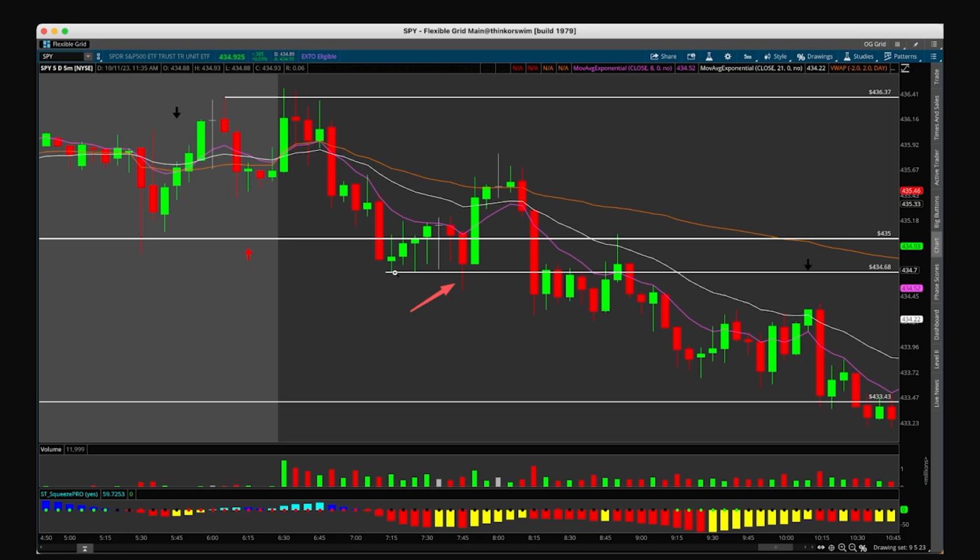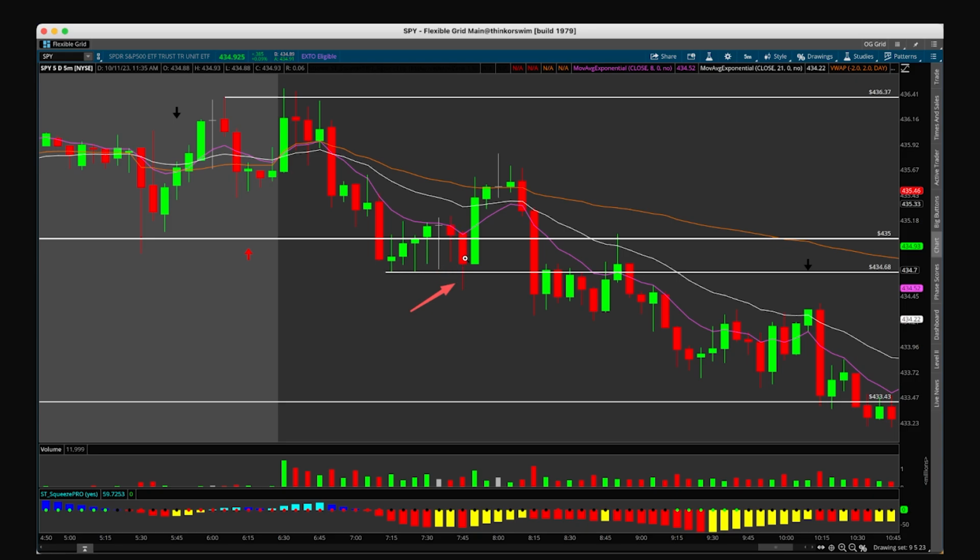Now, if buyers are getting long at this level, where do you think their stop loss is more than likely at? Right on the opposite side of this 434.68. Now, on the other hand, you have short sellers that are looking to sell short and catch that next leg down if price breaks below 434.68. So as price breaks below the level, these long buyers end up getting stopped out.